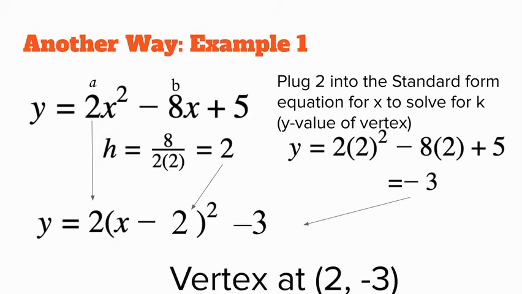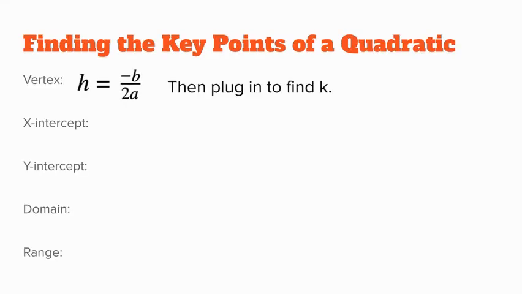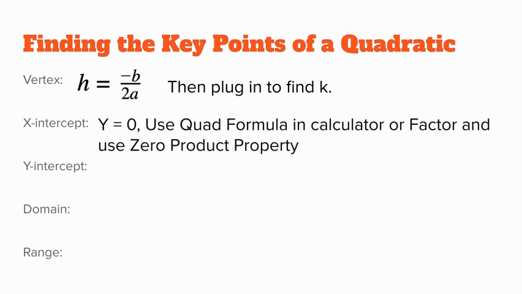And then the last thing, knowing how to find important points on a quadratic. So your vertex, your x-intercept, your y-intercept, and then also knowing your domain and range of your parabola. So remember that your vertex is the opposite of b over 2a, or you could also do the half square and subtract, and then just plug that value in to find the y value of the vertex. X-intercepts, that's when your y equals 0. And so here you would either use the quadratic formula in your calculator, or you could factor it and use the zero product property. Your y-intercept is when x equals 0.